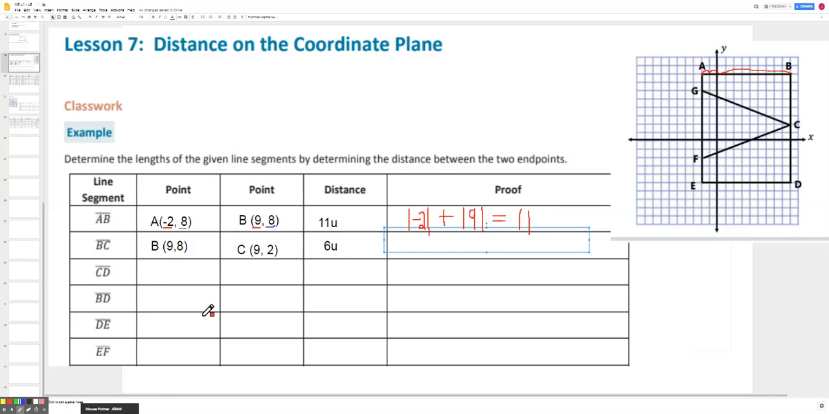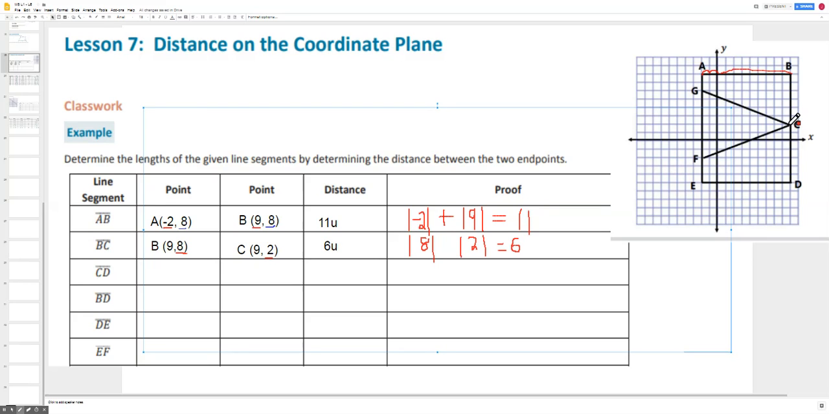So let's get our pen out and prove the distance between these two is 6. Now we need the absolute value of 8 and the absolute value of 2. I forgot to put the line on the other side. And of course, I know this equals 6.